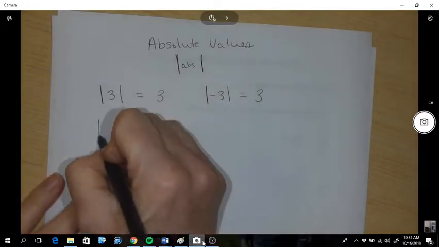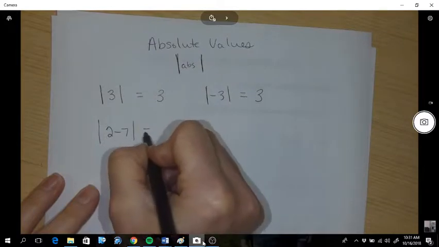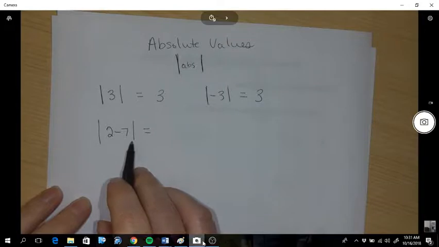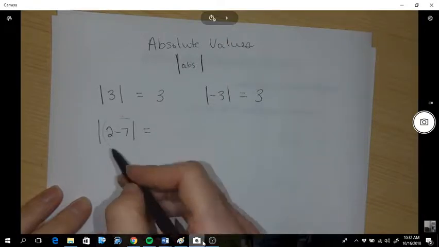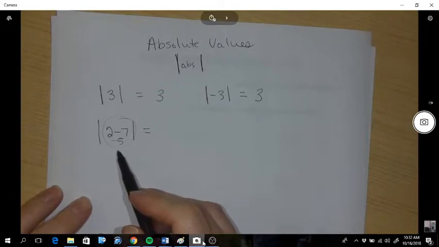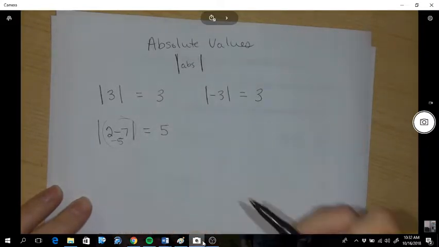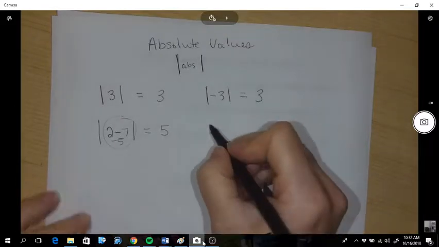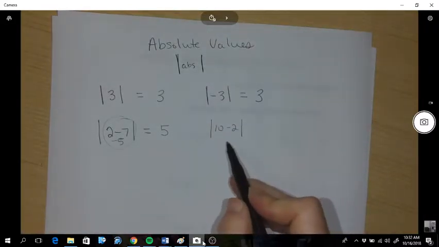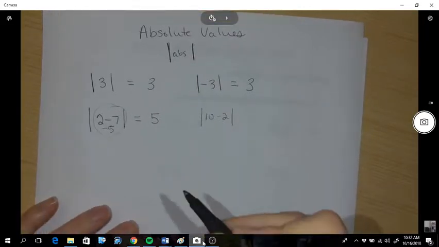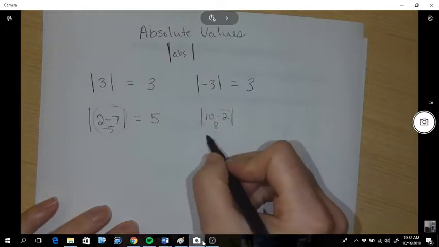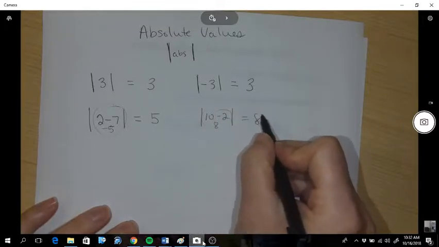Okay, what about if I do this? The absolute value of 2 subtract 7. Well first of all you have to say, what do I have inside here? That's a -5. What's the absolute value of -5? 5. Okay, absolute value of 10 subtract 2. So what do I have inside? 10 subtract 2 is 8. What's the absolute value of 8? 8.